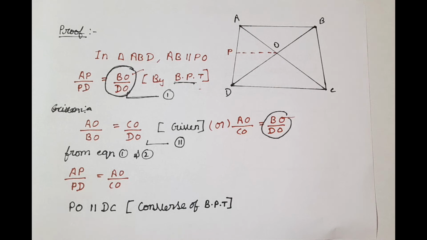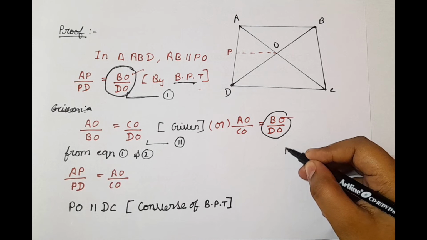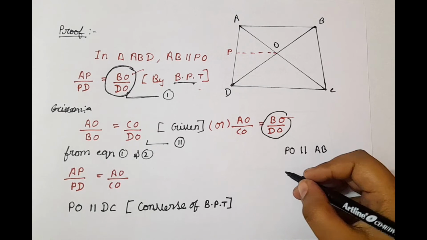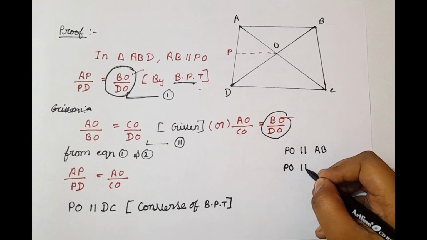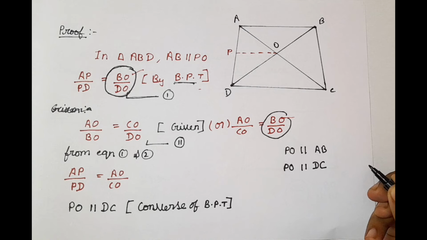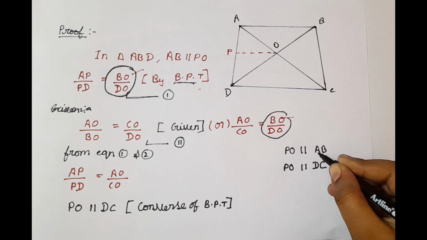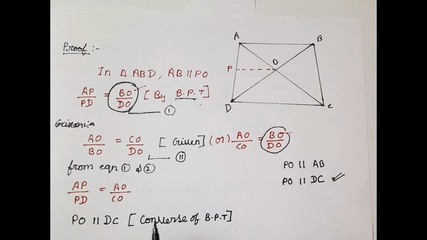Am I right? So since it is converse of BPT, now I can say PO is parallel to AB and PO is parallel to DC. So you guys might be wondering, I got PO is parallel to DC, am I right? So I got this, but I didn't get PO is parallel to AB. Then how can I say that PO is parallel to AB?